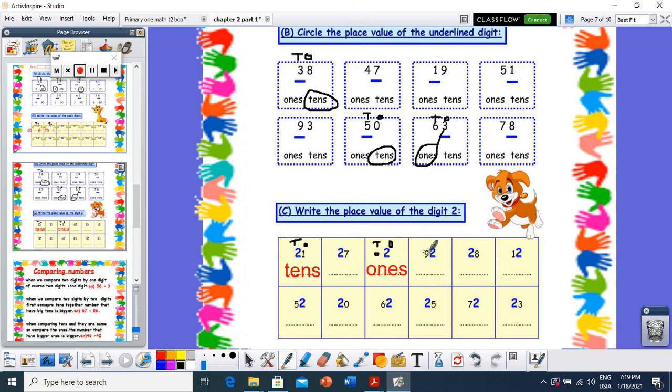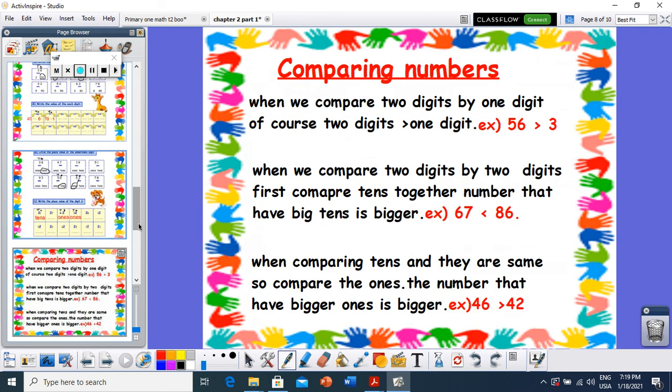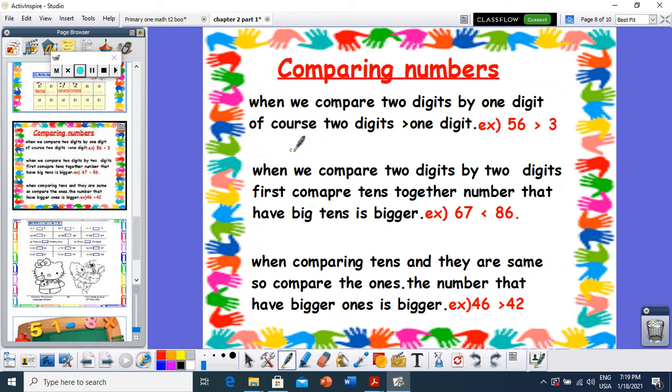Excellent, great job. 92. 9 for the tens and 2 for the ones. So now the 2 lives in the ones home. So I will write ones. Now let's take another concept: comparing between the numbers.